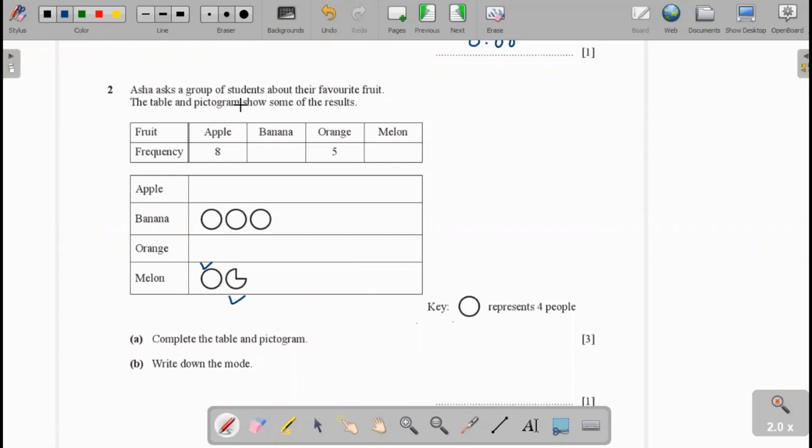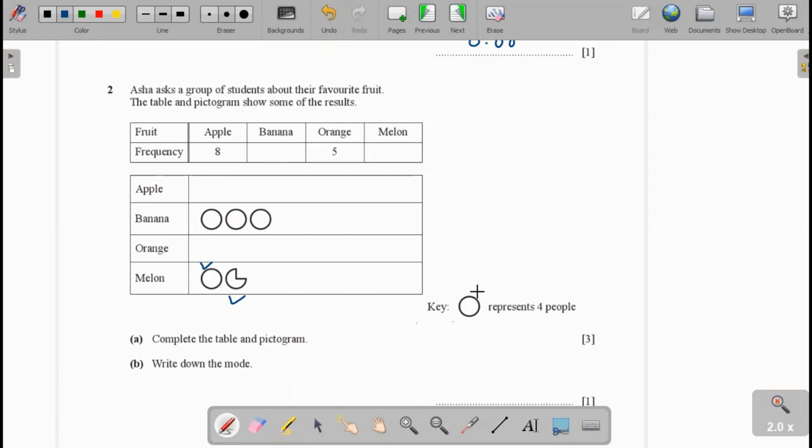Question number 2. Asha asked a group of students about their favorite fruit. The table and pictogram show some of the results. Fruits: apple, banana, oranges, and melon. Frequency 8 and 5. Apple, banana, orange are given in the pictogram. Complete the table and pictogram. Firstly, we complete the table.